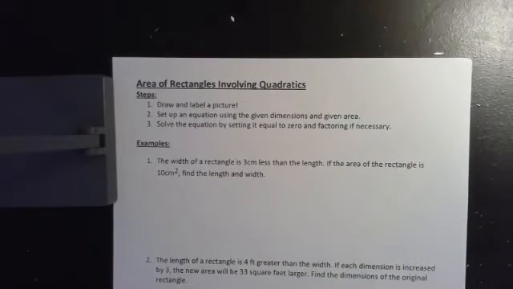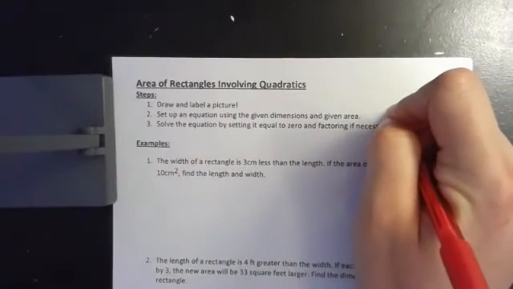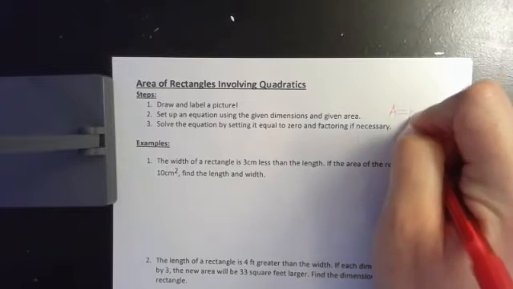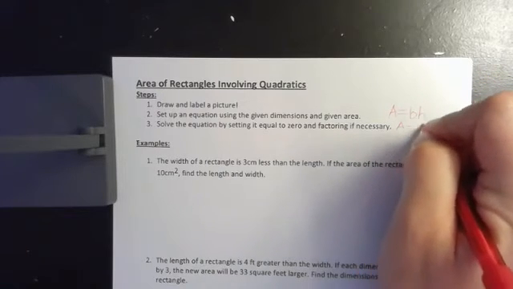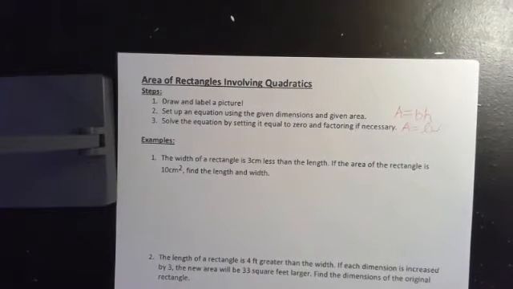So the equation that you're going to be using, we're dealing with area of a rectangle, so it's going to be the area of a rectangle. So area is equal to base times height, or what you might have seen as area is equal to length times width. These are the same equation. However you label your rectangle is totally fine.